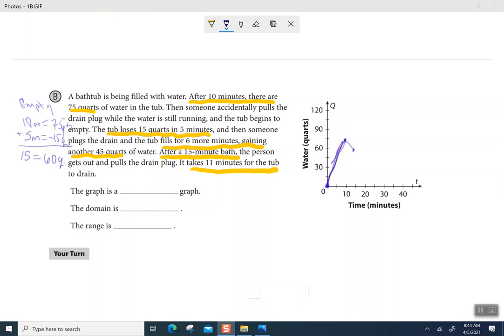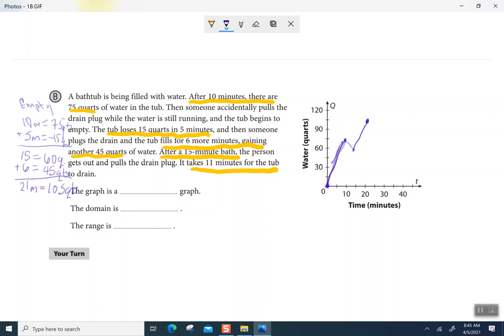So then we fill the tub for 6 more minutes, so we're going to add 6, and we fill it with 45 quarts. Now we're sitting at 21 minutes equals 105 quarts. All right, let's see what this looks like. So 21 is just a little bit past 20. Let's say 21. That would be 25, 24, 23, 22, 21. Right about here, we're sitting at right about this much.